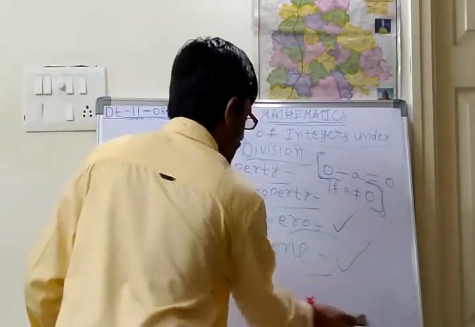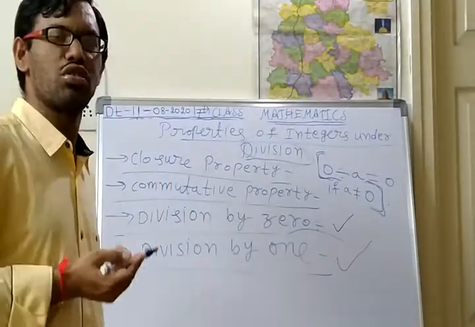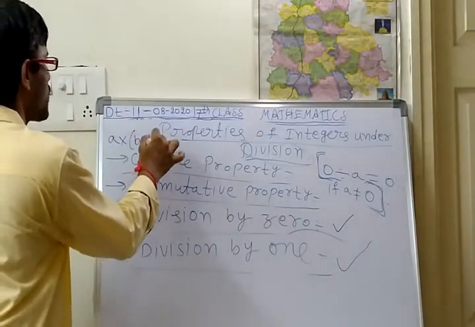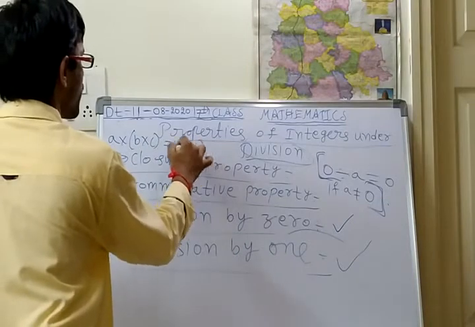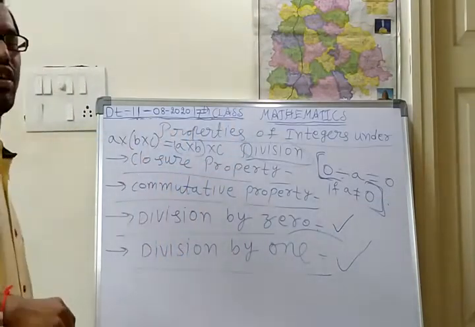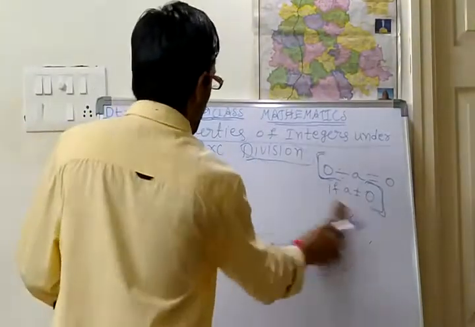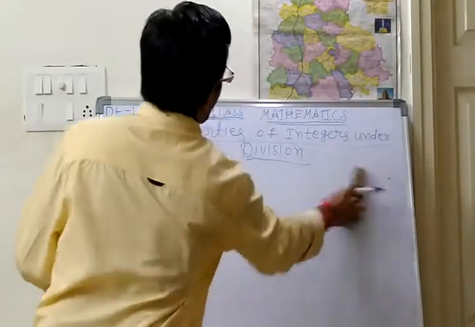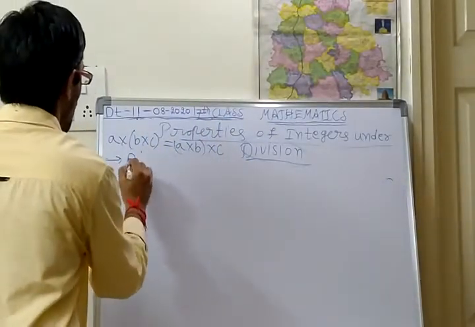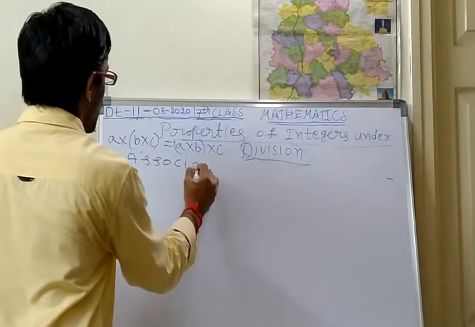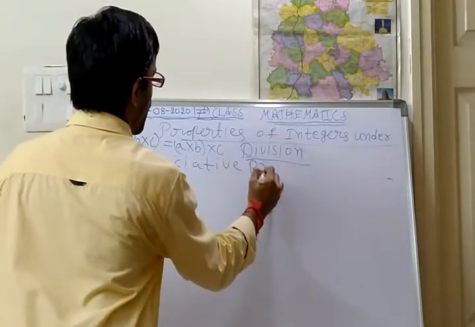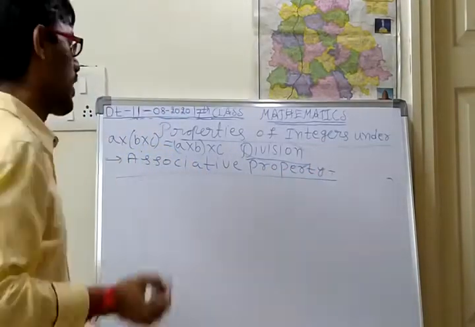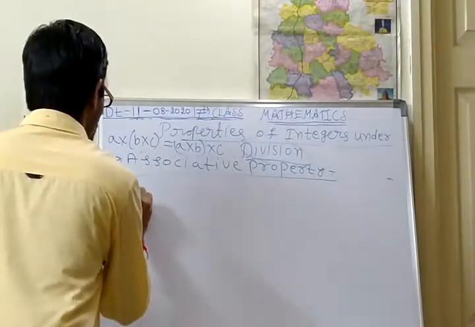That property is associative. Associative means what you know: (A into B) into C is equal to A into (B into C). Is the property satisfied or not? We have to see under division. For our safety we shall do that one also. So the associative property for division. How should you write it?